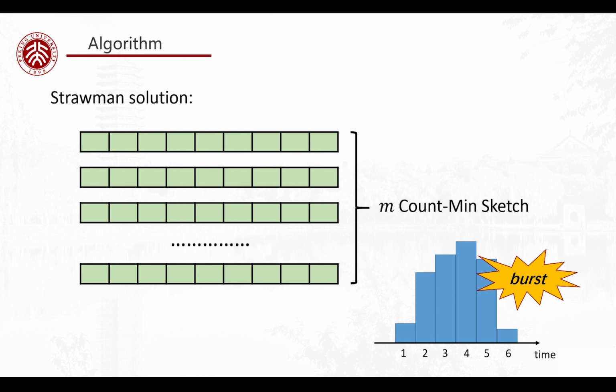This approach can detect bursts shorter than m-2 windows. However, in this way, the time complexity and space complexity for each item are both O(m). In contrast, these two complexities of BurstSketch are O(1).